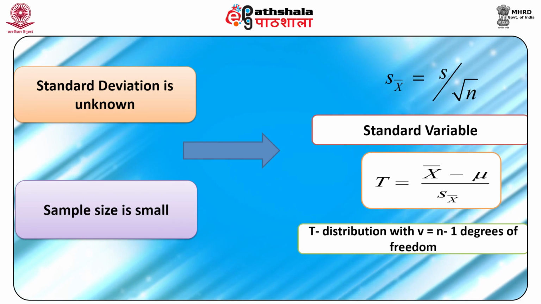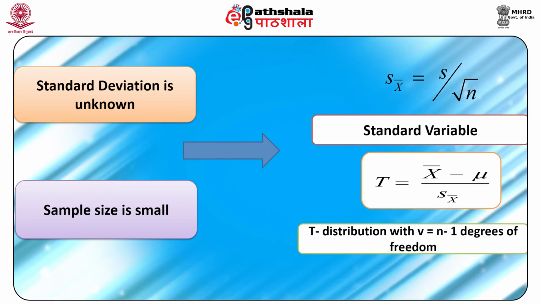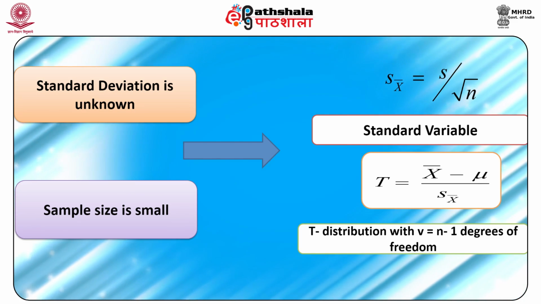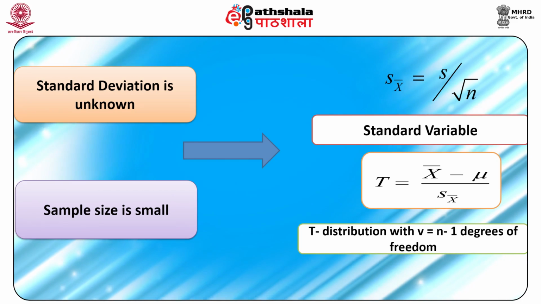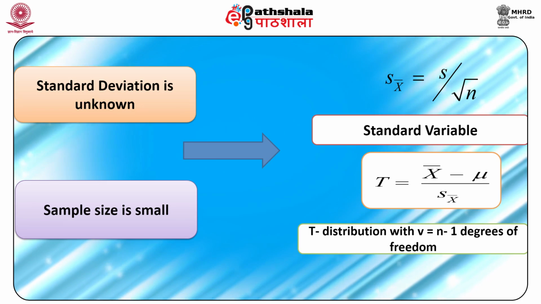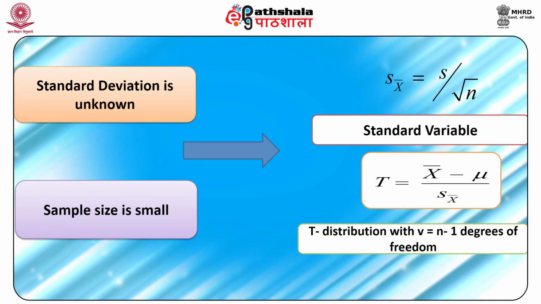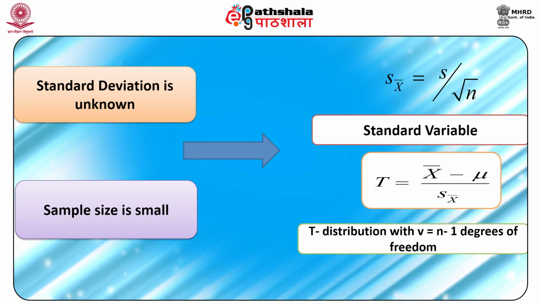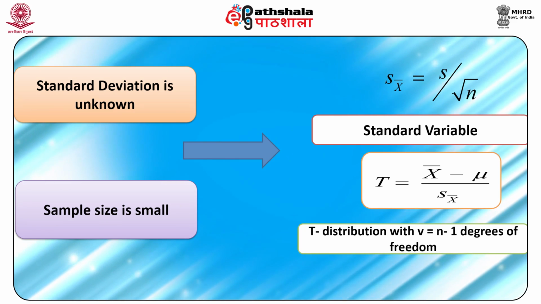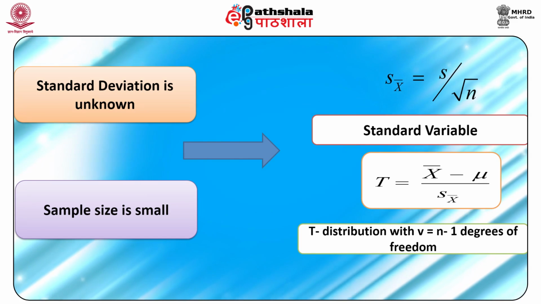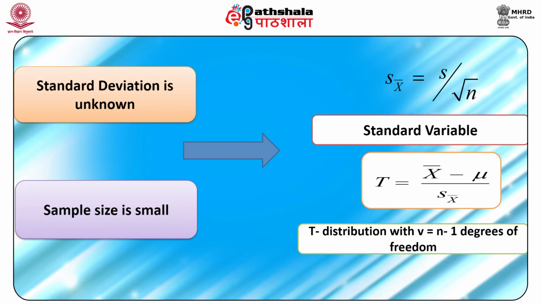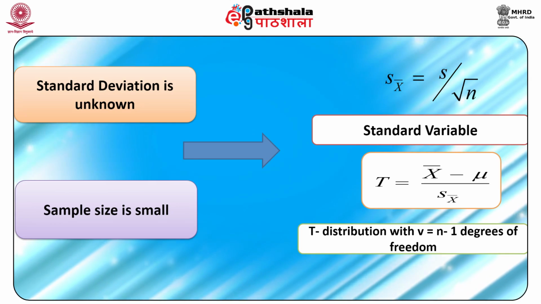Instead, the standardized variable, which can be written as t equal to x bar minus mu upon s x bar, has a t distribution with nu equal to n minus 1 degrees of freedom. Here nu, which is similar to v, is a symbol for degrees of freedom, and which we are saying is equal to n minus 1 in the current situation. And n is the size of the sample and is denoted by a small n.